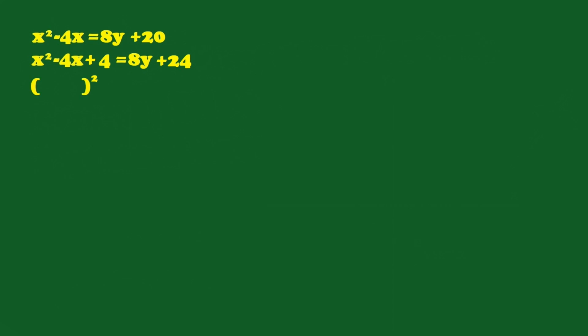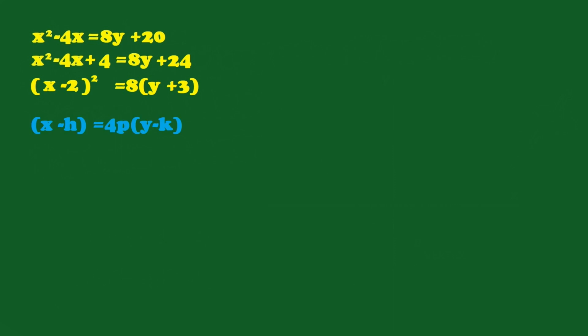Now let's create a parenthesis with the power of 2. Get the half of the first term and second term as shown, so it's x and -2, and put it inside the parenthesis. We need to remove the numerical coefficient 8 accompanied by y, so we have to factor it out. This is the standard form of a parabola.